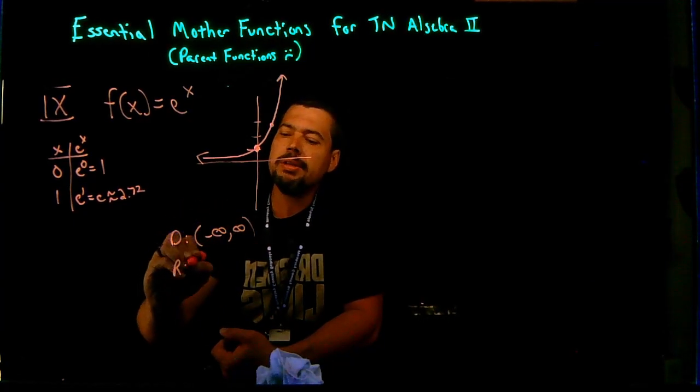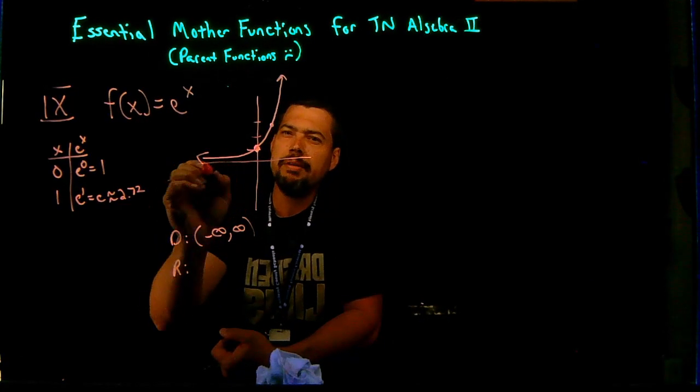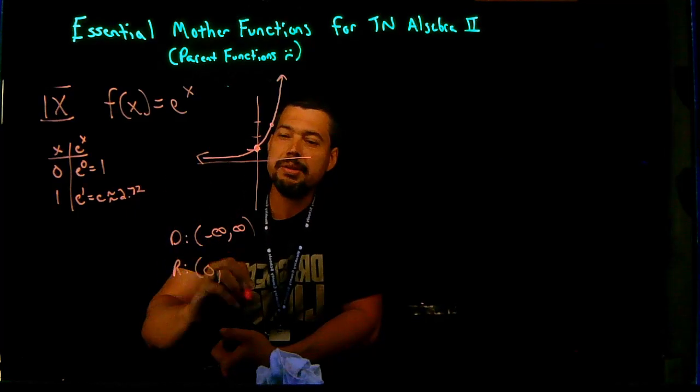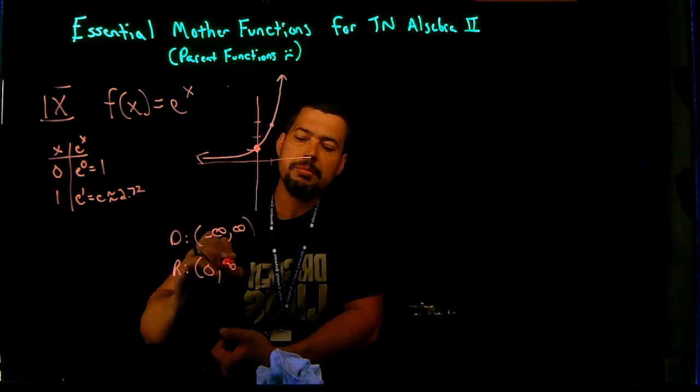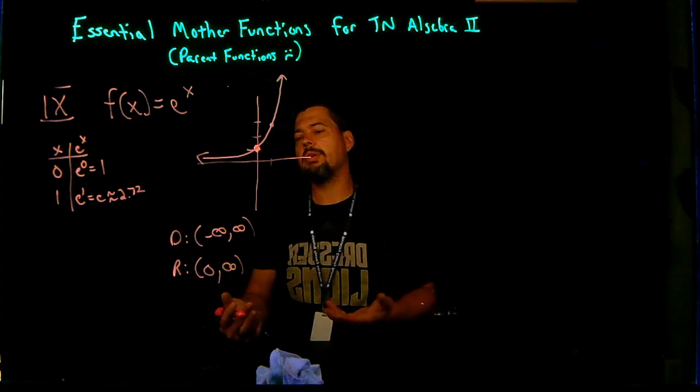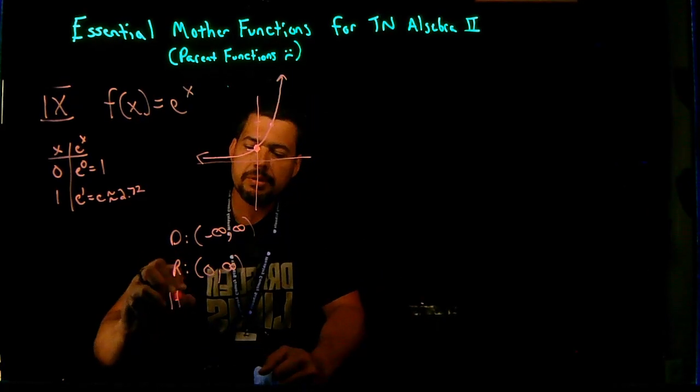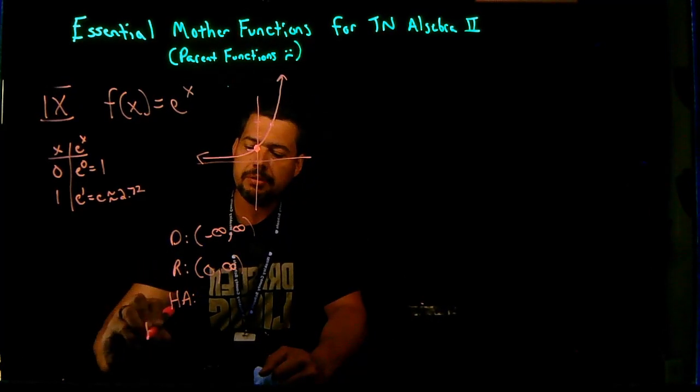Your range, this thing gets really close to a y value of 0. Doesn't quite hit it, so parentheses. And then it rises forever as it moves right. It's literally the definition of exponential growth. And since it has one, we're going to talk about it. It's got a horizontal asymptote. That's what HA is for.